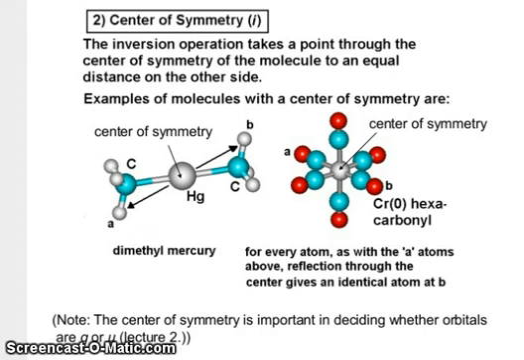Now the center of symmetry, i. The inversion operation takes a point through the center of symmetry of the molecule to an equal distance on the other side. Examples of molecules with a center of symmetry are dimethyl mercury and Cr(CO)6. For every atom, as with the A atoms above, reflection through the center gives an identical atom. The center of symmetry is important in deciding whether orbitals are g or u.